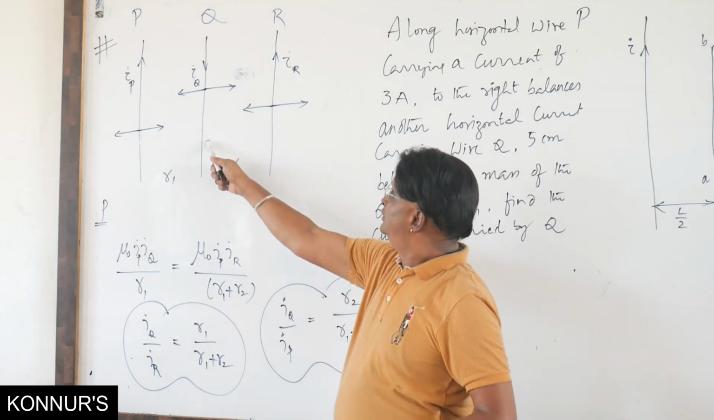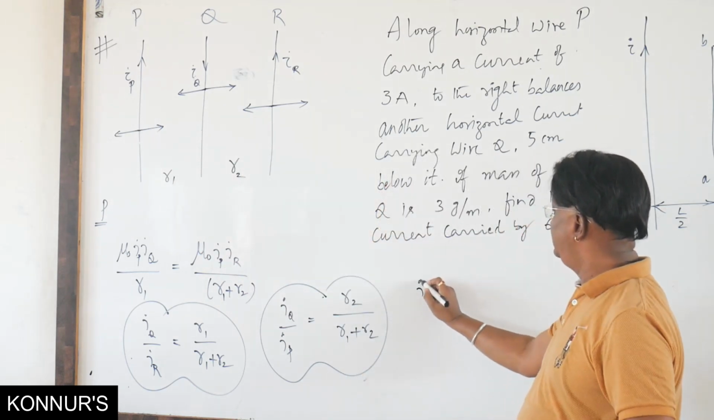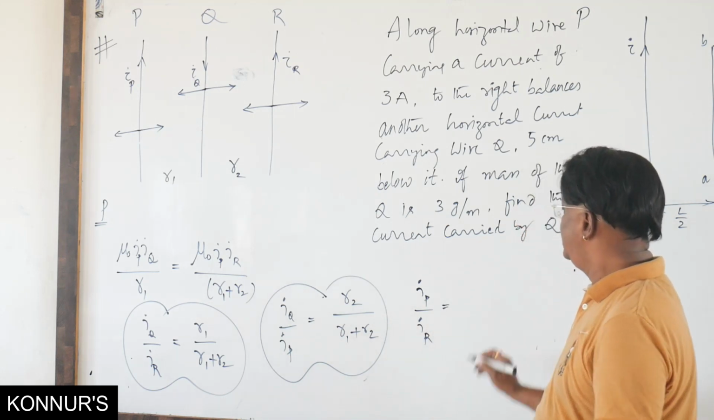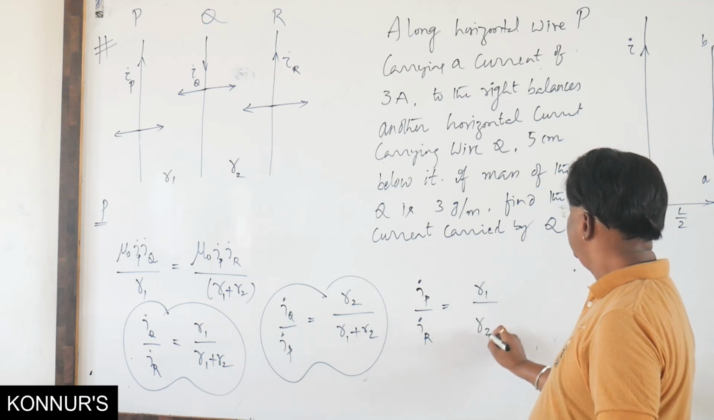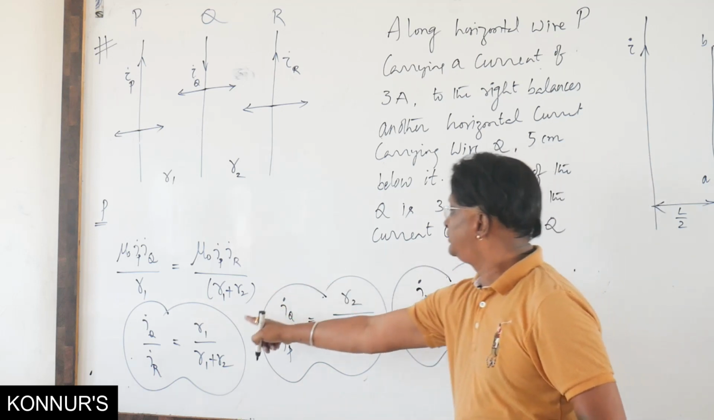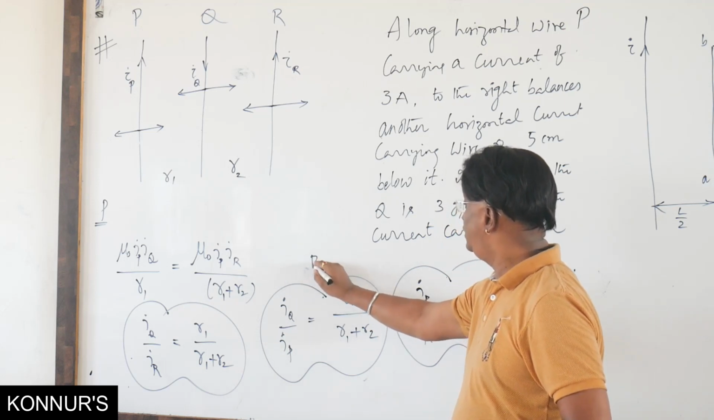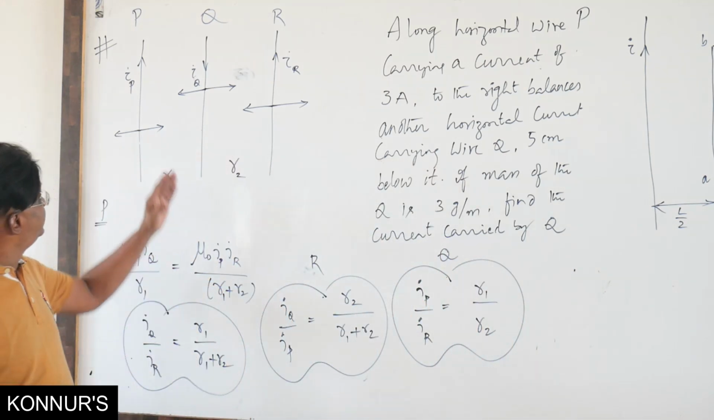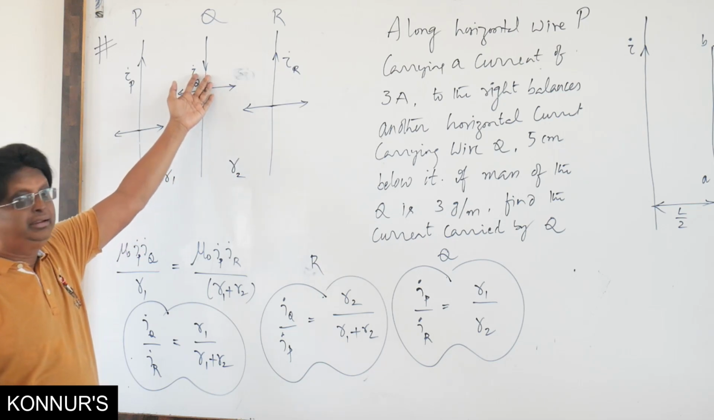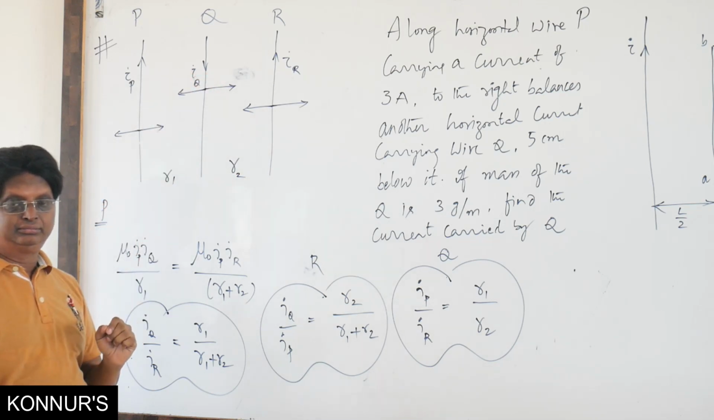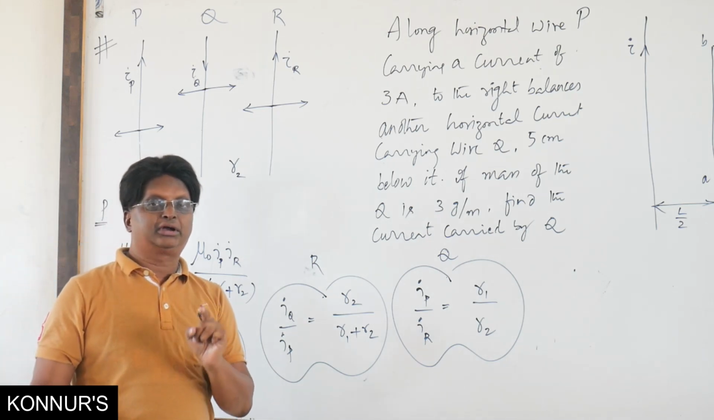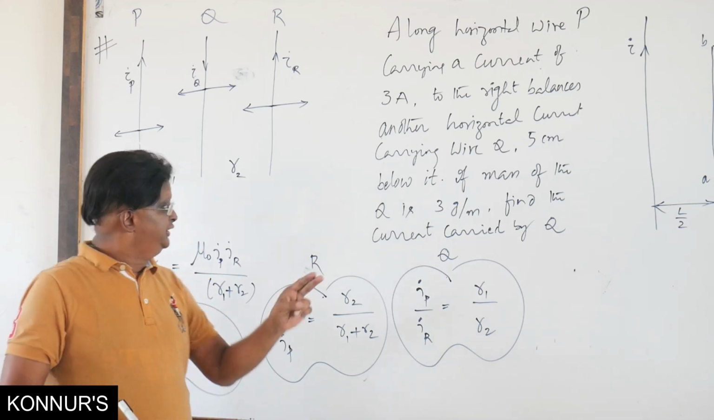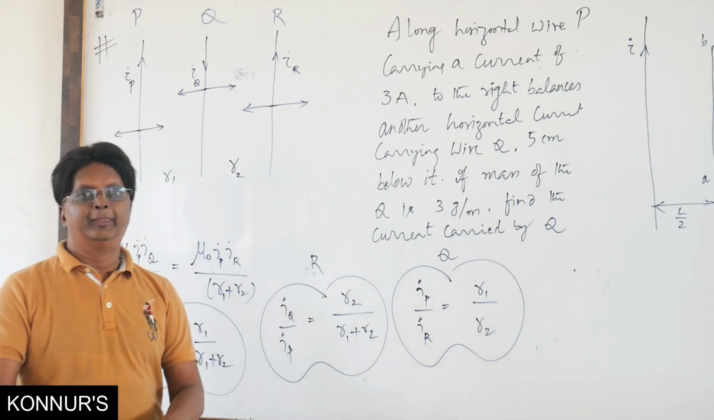Now, what about Q? For Q, the condition will be IP by IR is equal to R1 by R2. This is for P, this is for conductor R, and this is for conductor Q, which is the middle conductor. Again you see, extreme conductors carrying parallel currents and the middle conductor carrying anti-parallel current. Then any of the conductors can be in equilibrium depending upon these conditions.